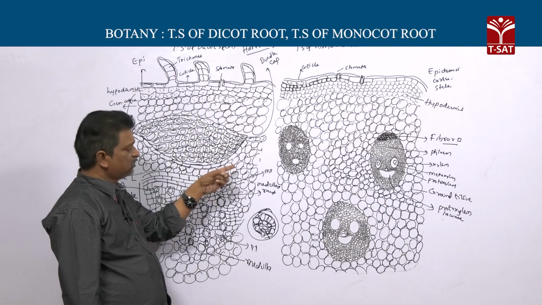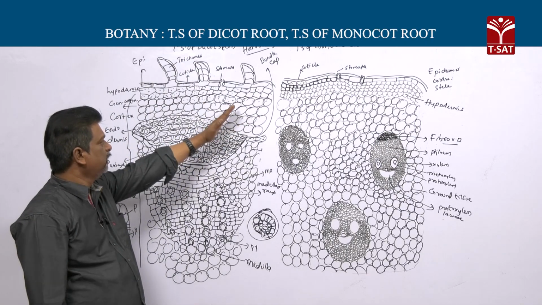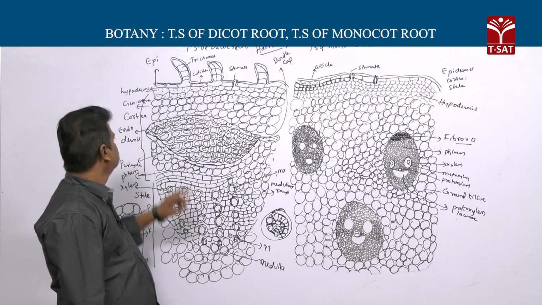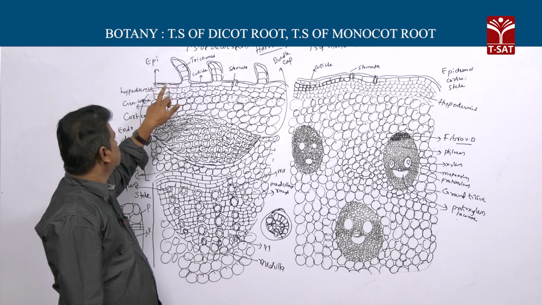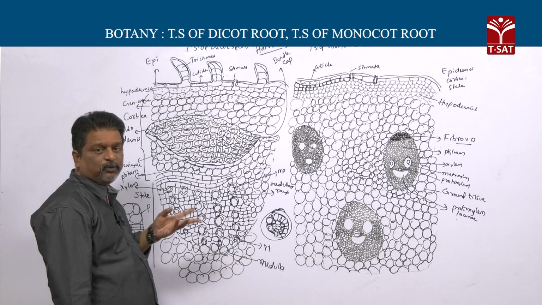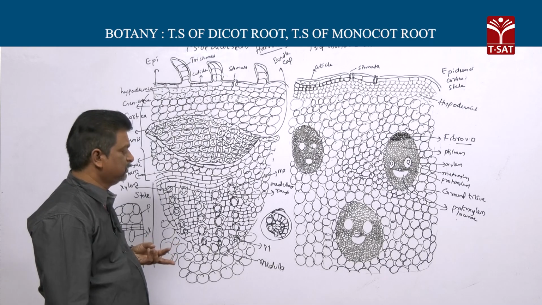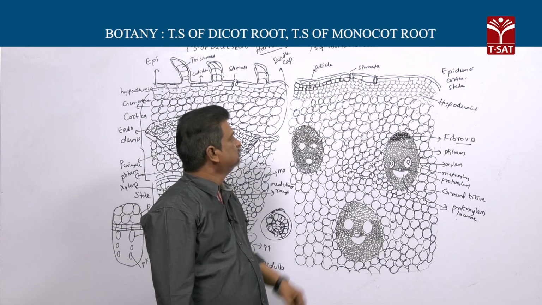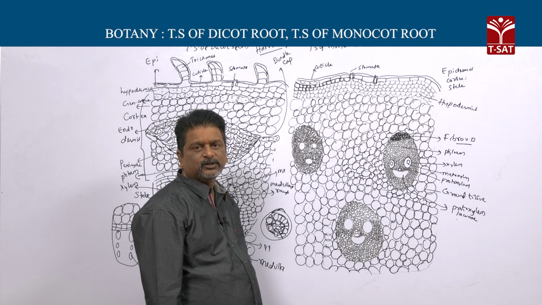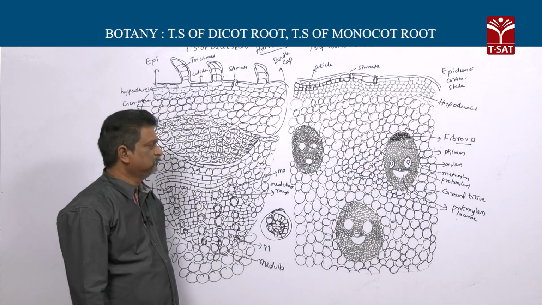Then, second one, cortex. Dicot stem cortex is comparatively well developed compared with monocot stem. So, hypodermis is collenchymatous in dicot stem. So, it performs two functions, elasticity and also photosynthesis. But in the monocot stem, that hypodermis is sclerenchymatous. So, it gives only mechanical support.